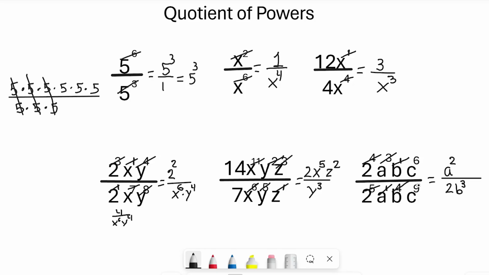And now the last one. I have the variable c to the 6th power, and then c to the 9th power. At the most that I can cancel will be 6. Out of 9, I cancel 6. So I'm going to end up with c to the 3rd power. This means that a squared is divided by 2 times b to the 3rd power times c to the 3rd power. And that would be the answer. Okay.